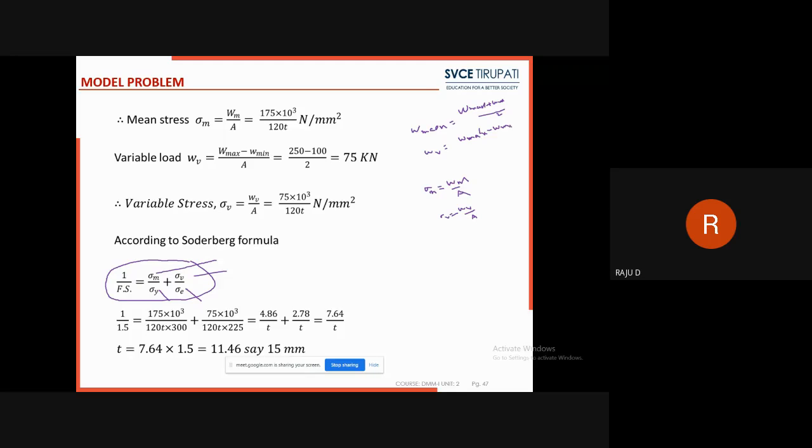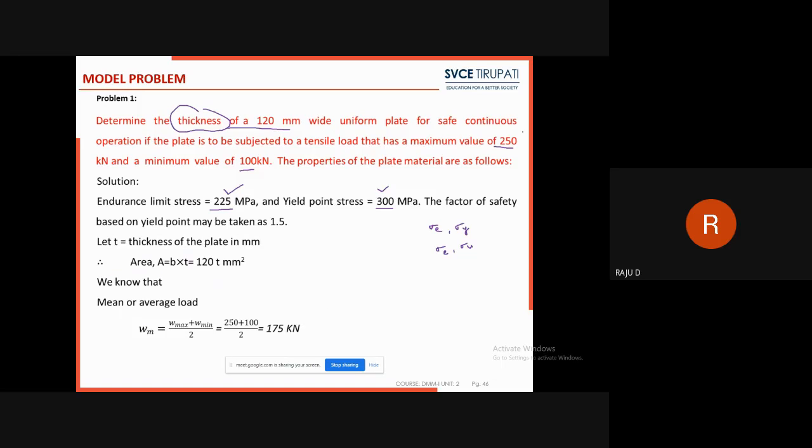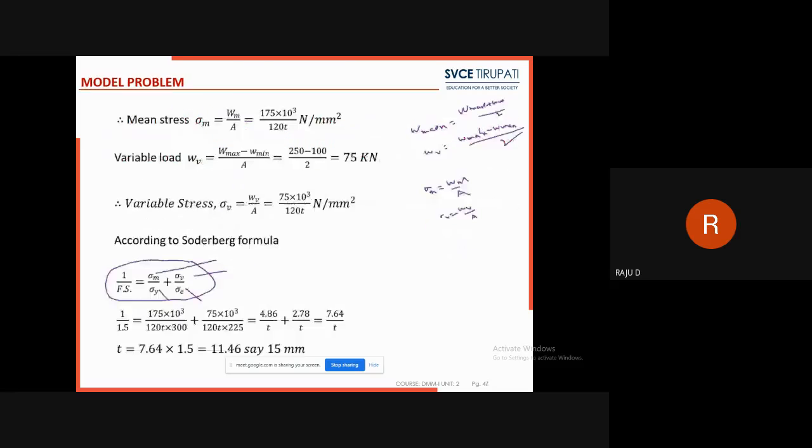What are the values here? Just substitute here. Here also same thing. First you calculate the mean load value, that is maximum plus minimum by 2. Next, sigma m, to calculate the stress value. Sigma m is equal to W mean by area. Area means what? The plate is not circular, it is a rectangular one. What is area? With thickness.